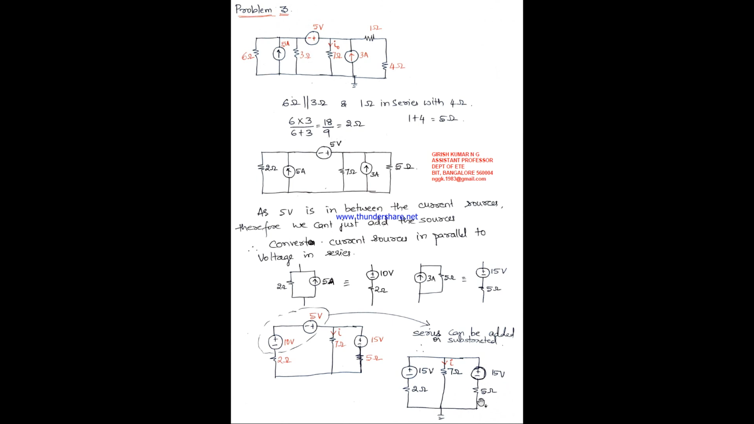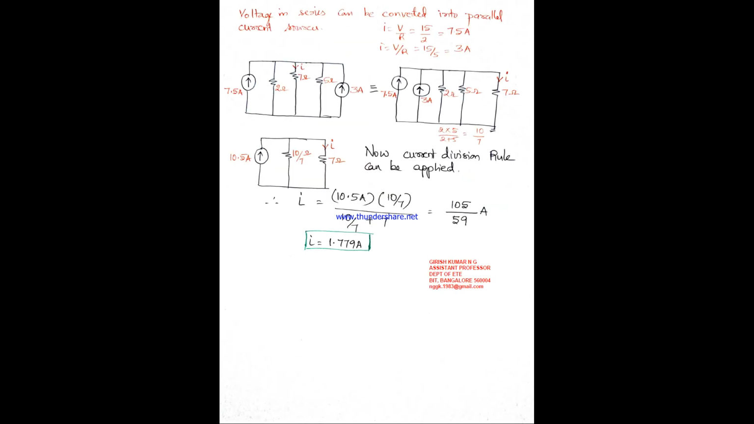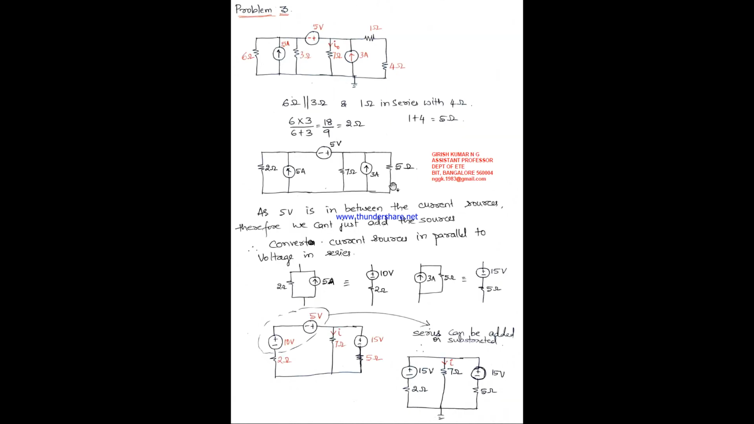Now what will you do to find out the current I? Very simple. Convert voltage source in series with resistance to parallel, and convert 15 volts in series with 5 ohms to parallel. So that is what we have here. So 7.5 amps is what I get when I convert that into parallel. I hope one step can be reduced here, if I am not wrong. This conversion of 3 amps in parallel with 5 ohms to series is not required. I am sorry. That step can be reduced.